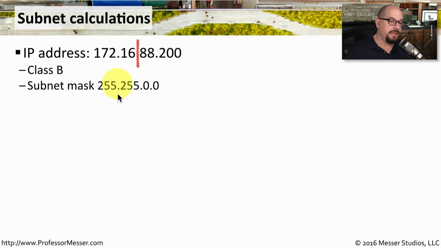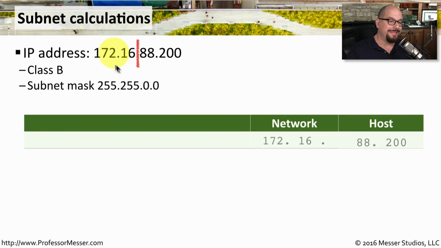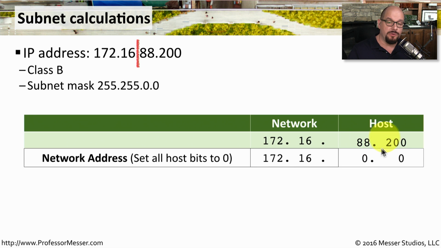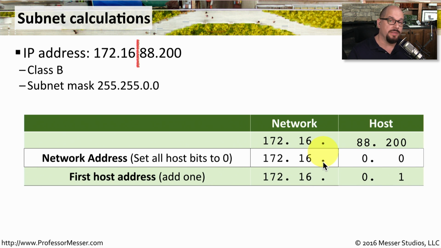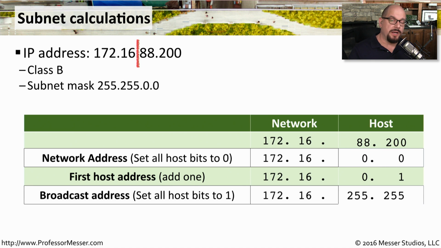With this Class B address, then, our subnet mask separates this IP address into two sides, where the 172.16 is our network and the 88.200 is on the host side of this particular IP address. To find the network address, we need to set the host values to 0, so the network address is going to be 172.16.0.0. To find the first available host on this network, we add 1 to the network address, which means the first IP available on this subnet is 172.16.0.1.